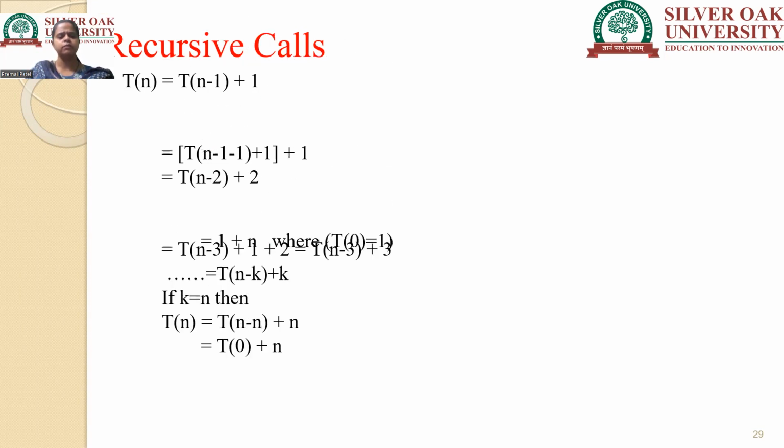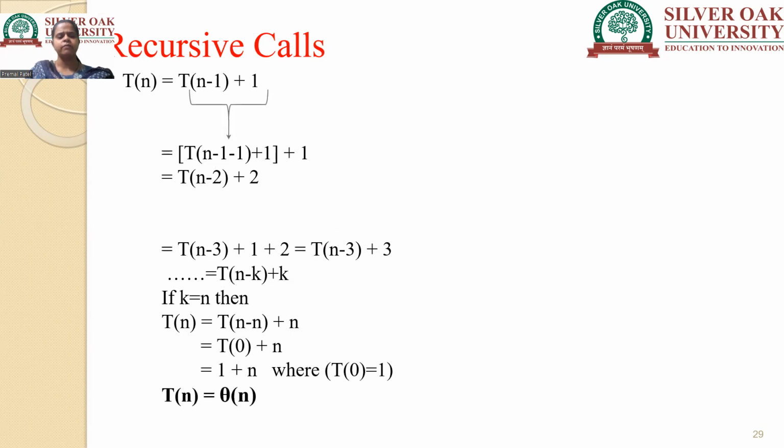If I put n as n minus 1, that is t of n minus 1 plus 1 plus 1, which is t of n minus 2 plus 2. Now, if I put n minus 2 into the equation again, I will get t of n minus 3 plus 1 plus 2, that is equal to t of n minus 3 plus 3. If we continue the process, we will get the generalized formula in terms of k, that is t of n minus k plus k.